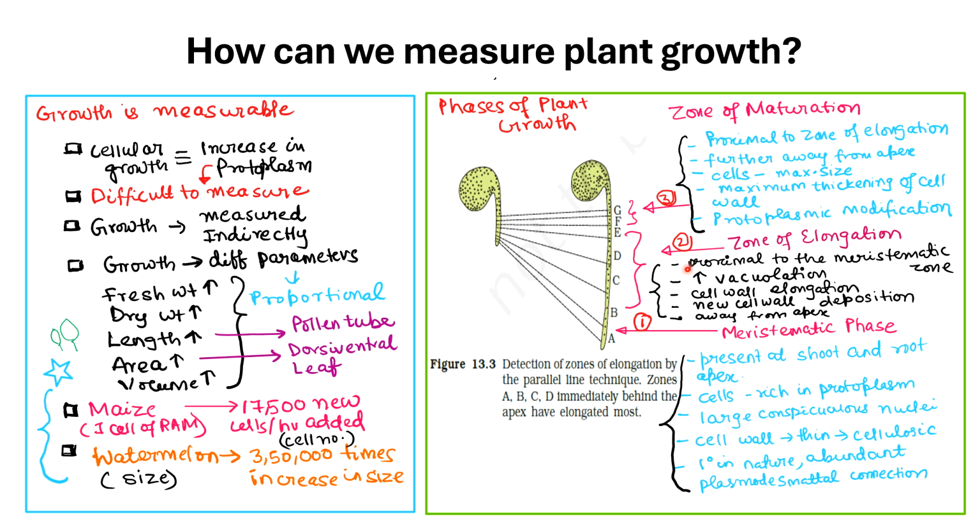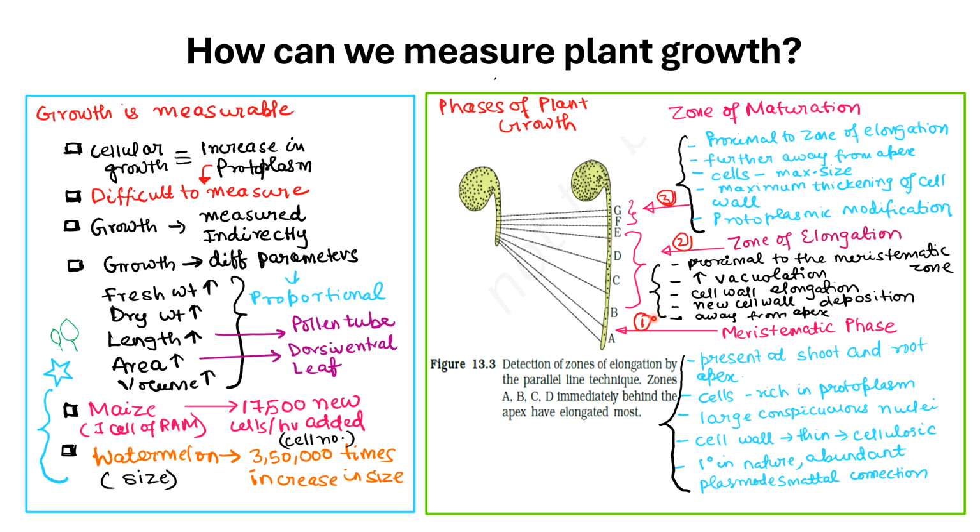Now let's come to the second phase, that is the zone of elongation. Where is the zone of elongation located? The zone of elongation is located proximal to the meristematic zone. This is your meristematic zone or the meristematic phase. In the proximity of this, we have the zone of elongation, and it is away from the apex.